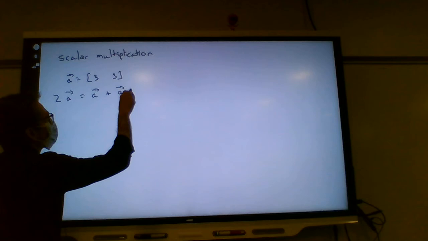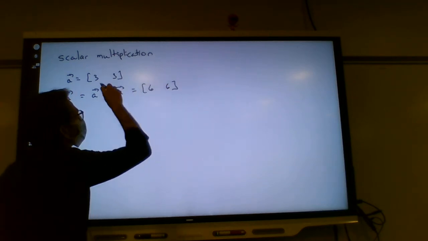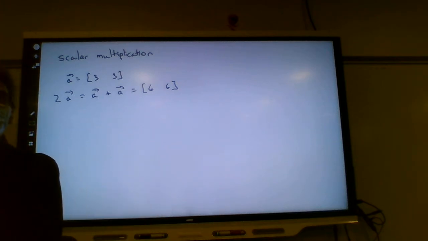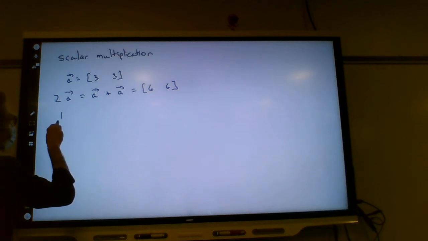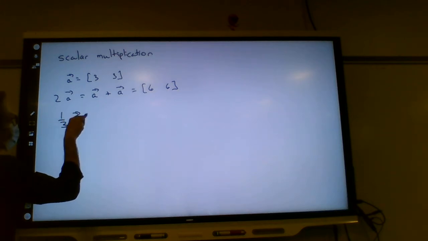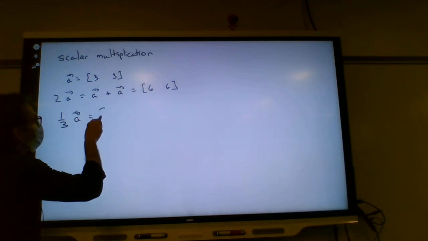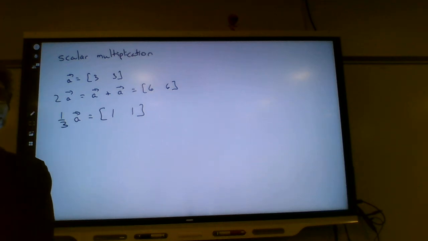So where will we end up? The total motion will be 6 units in both directions. What if we had done, say, a third of a? Yeah, then we've done just move 1 in the x direction and 1 in the y direction.